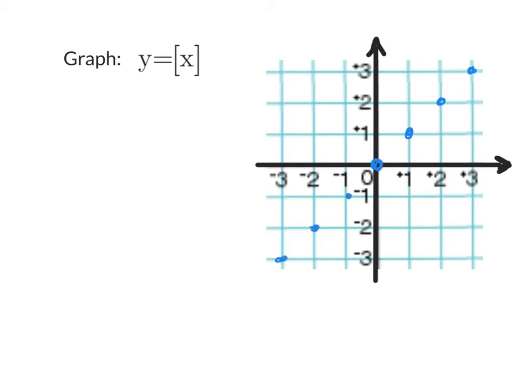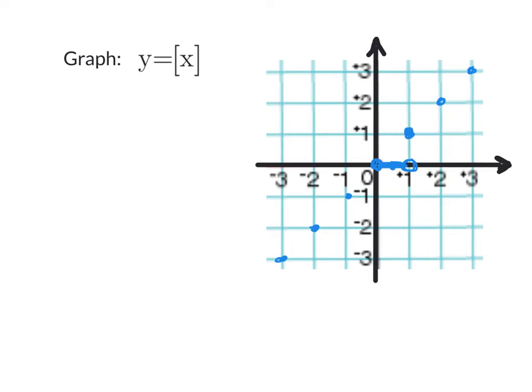Now, it looks like it's going to be this nice straight line. However, when we think about what's in between the integers, like a half, what's the greatest integer that's less than or equal to a half? And that'll be 0. The greatest integer less than or equal to 0.9, that'll be 0. And in fact, anything in between 0 and 1, its greatest integer less than or equal to that is going to be 0. Until we get to 1. Then at 1, the greatest integer jumps up to being 1.